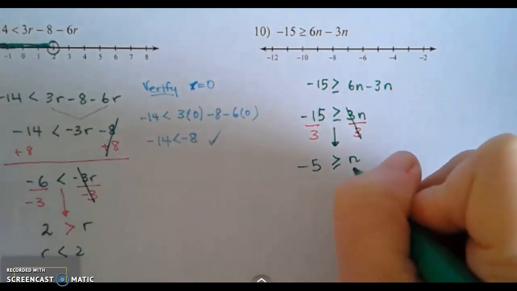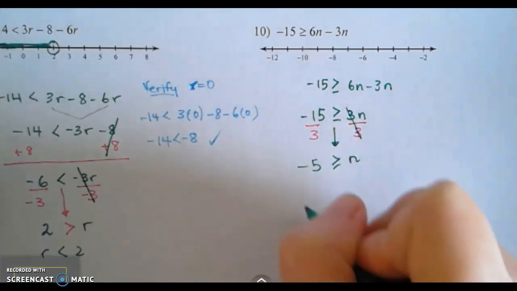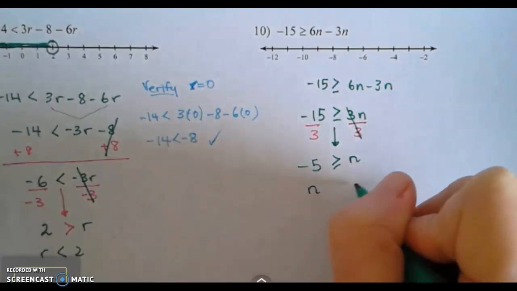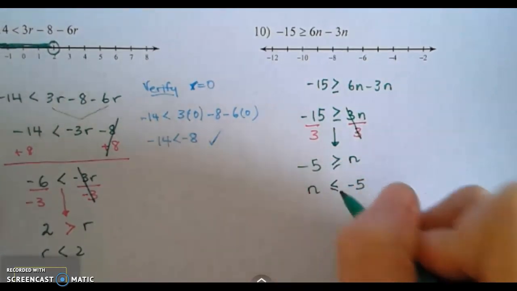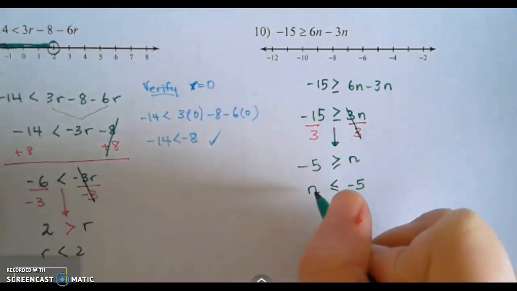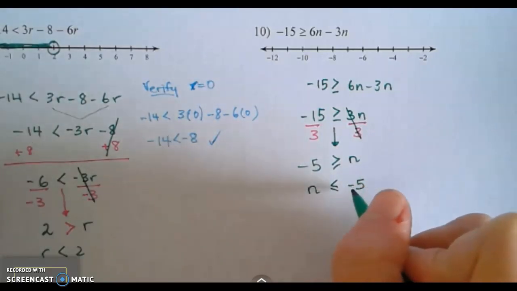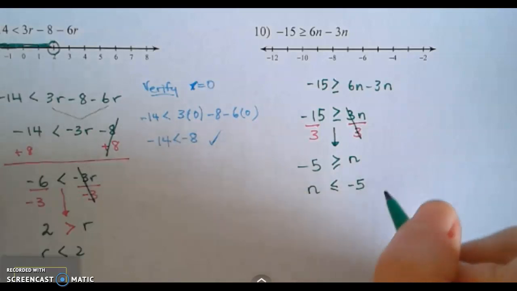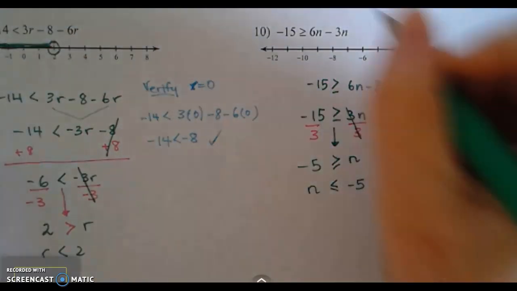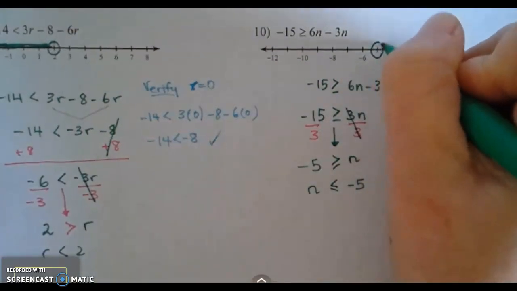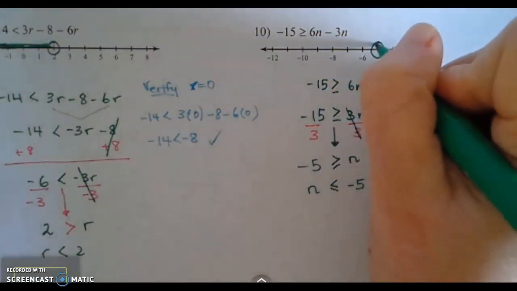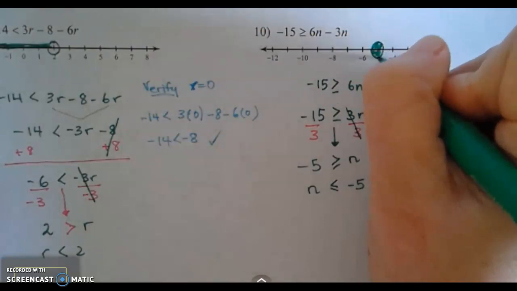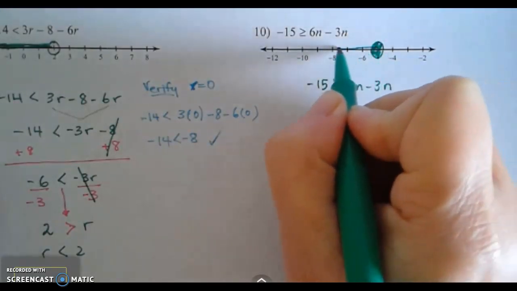So again, I have the variable on the right hand side. I do want to bring that to the left so that it is easier for me to read. So now I know that n is less than or equal to negative 5. So I find my negative 5. Where is my negative 5? It's right here. That's my boundary point. And it is going to be a closed circle. And I am shading to the left.